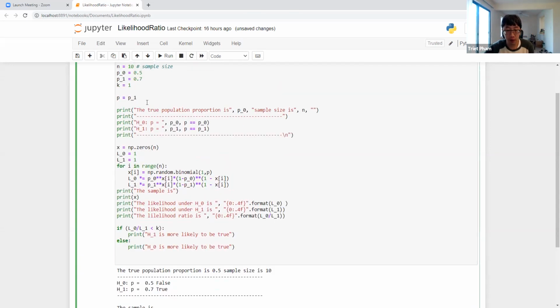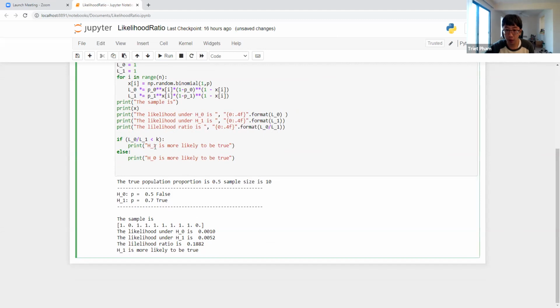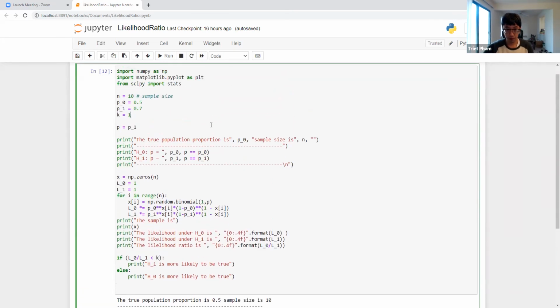In other words, if the likelihood ratio is less than 1, then I go with the alternative. If it's bigger than or equal to 1, I go with the null. But why 1? It's arbitrary, right? Why not 0.5? Why not 2? So can I change it? And if I change it, what am I doing? So let's see, if I change k to 2, what do you think will happen?